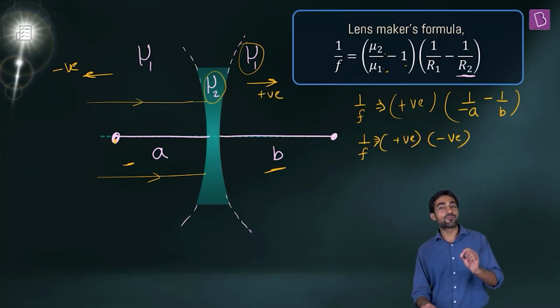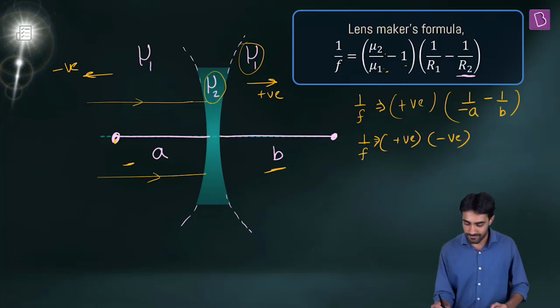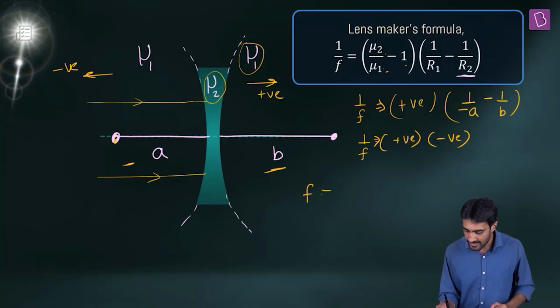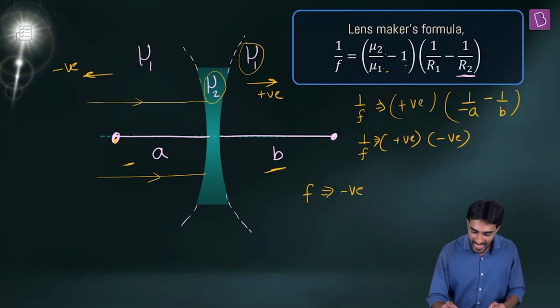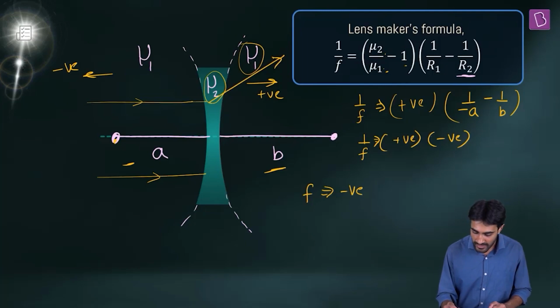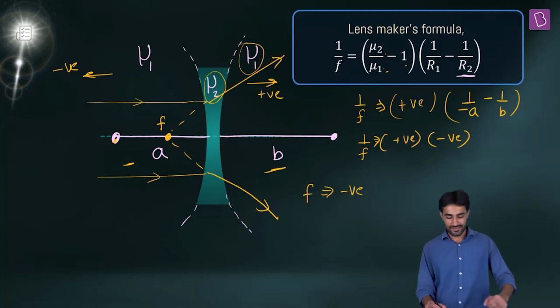So 1 upon f comes out to be negative. So f is negative. If f is negative, then we have a diverging lens. So these light rays will diverge after refraction, and we can see if we extend them, they will appear to meet at this focus which is on the negative side. So we have a diverging lens. So this is how we can solve this question.